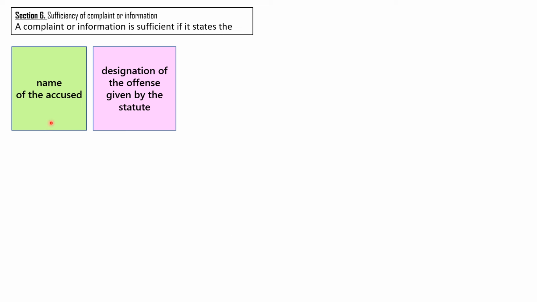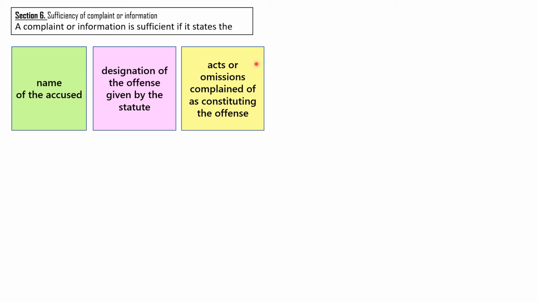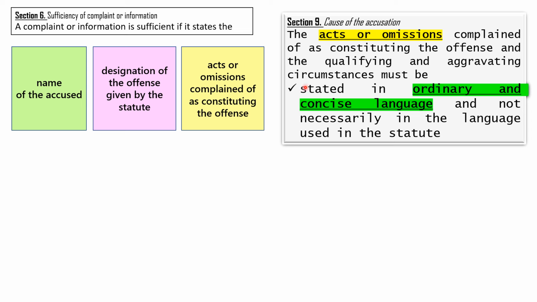So aside from the name of the accused as well as the designation of the offense given by the statute, you have to state also the acts or omission complained of as constituting the offense. This is your section 9 of your rule 110. So what is the requirement of the rule when it comes to acts or omissions? Take note that it should be stated in an ordinary and concise language and not necessarily in the language used in the statute.